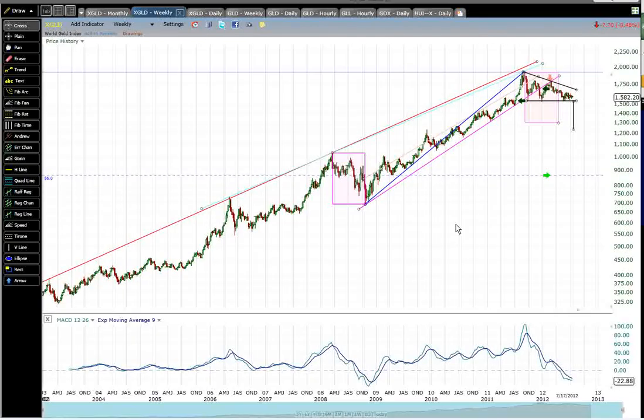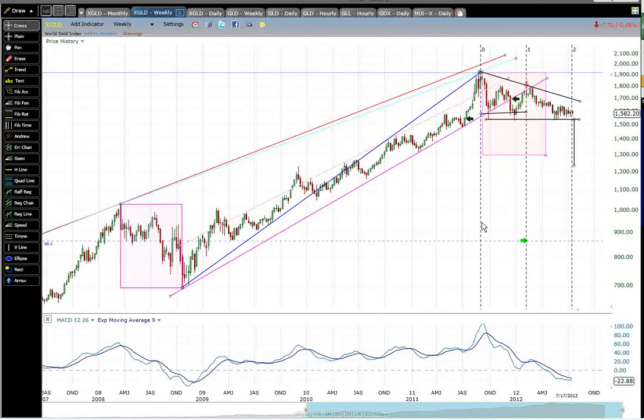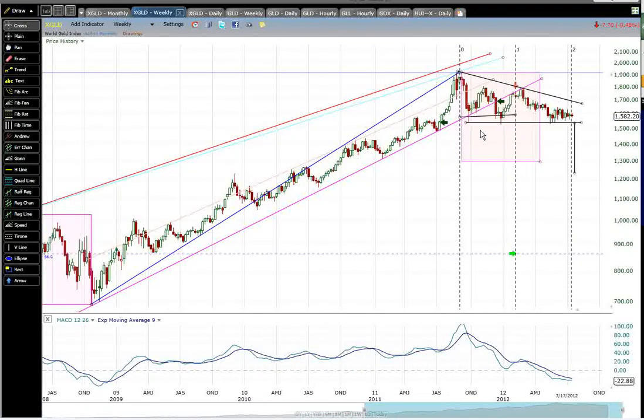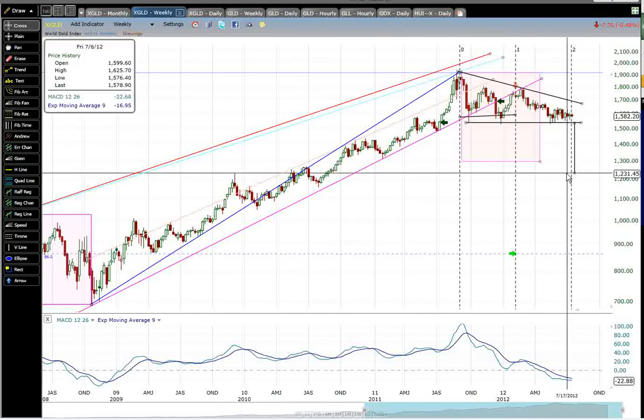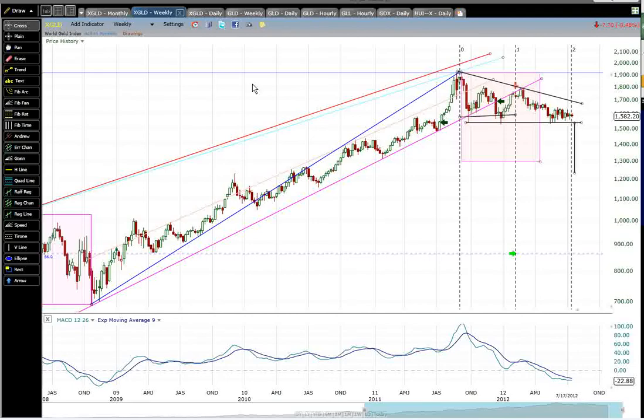I've already showed this on the weekly chart here, and if the market does break this support level that's been set 3 times, there could be a sharp continuation move down, projecting this distance on a descending triangle.